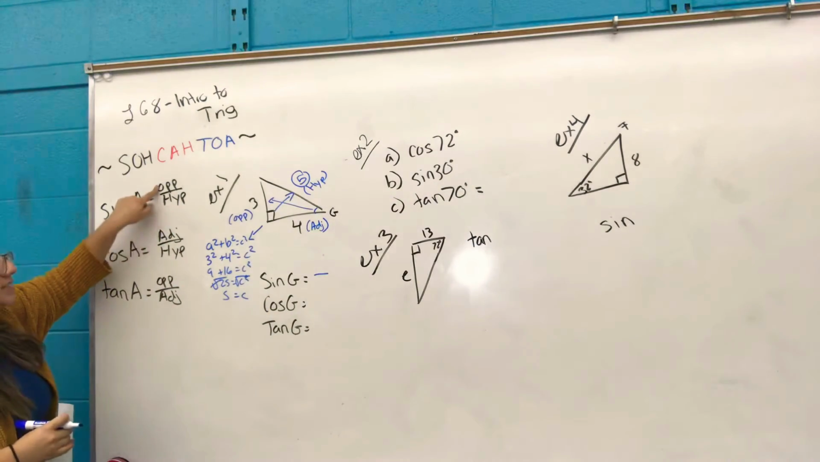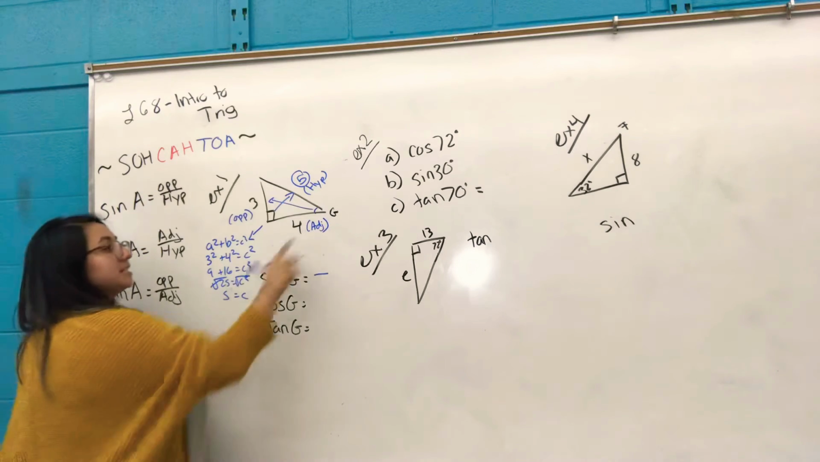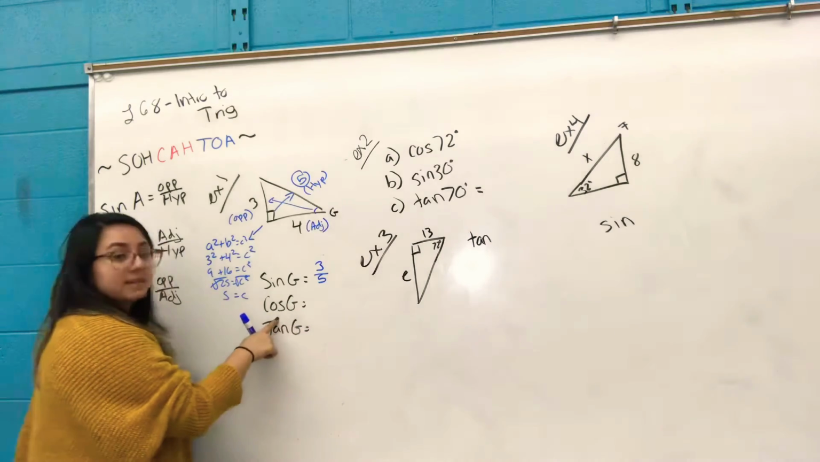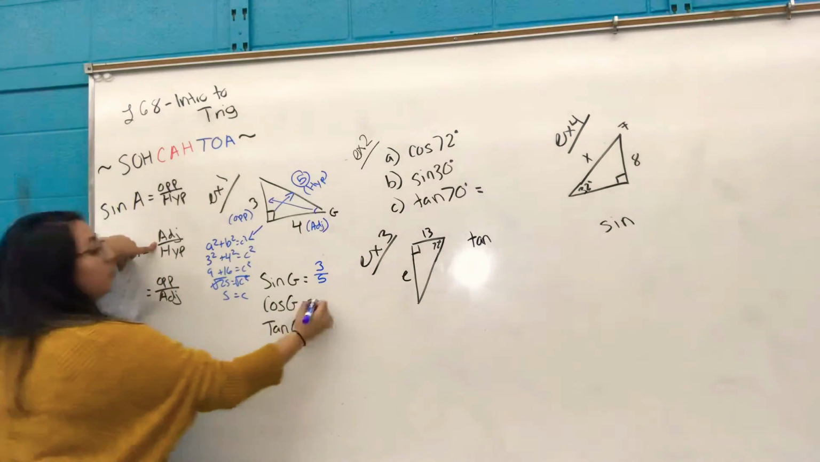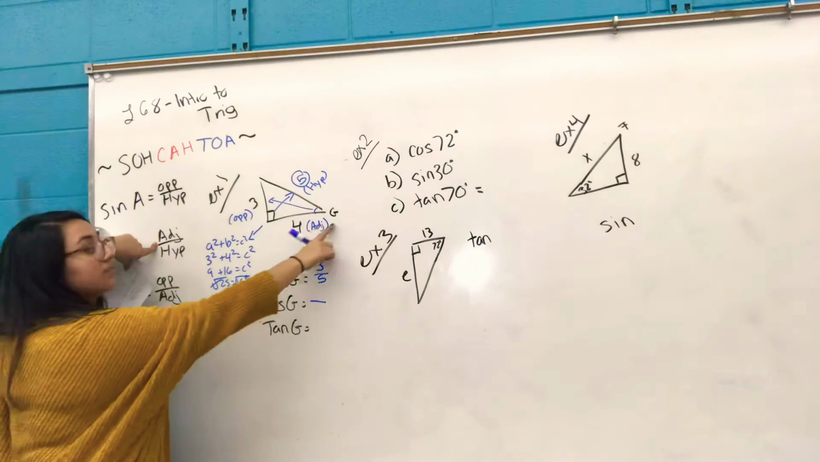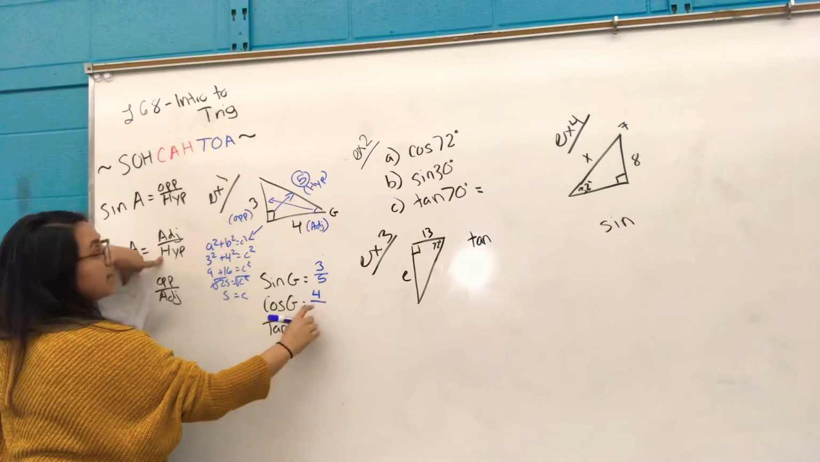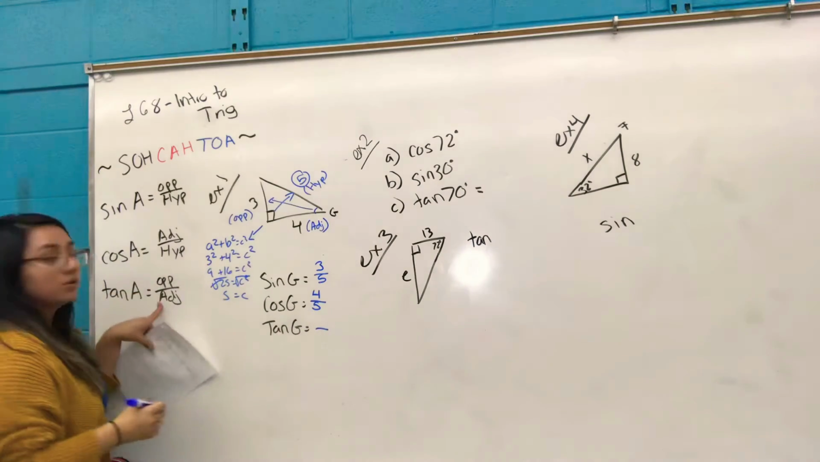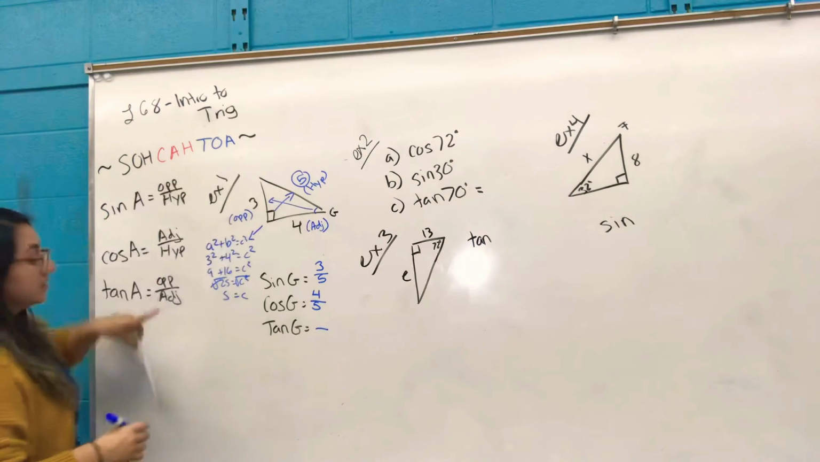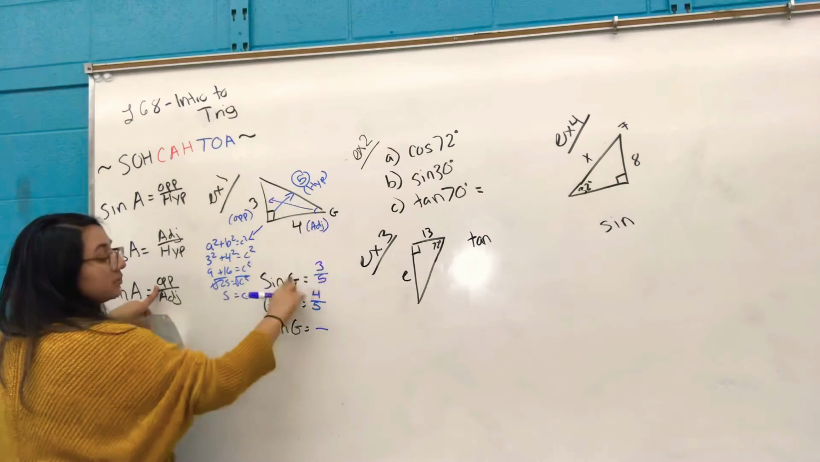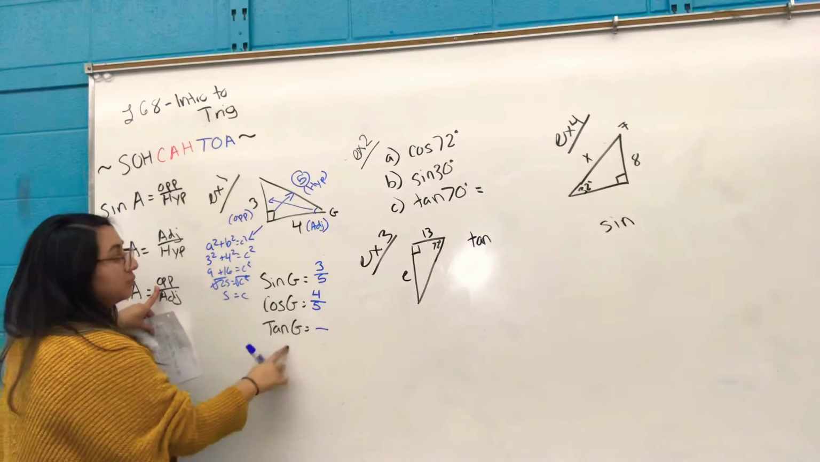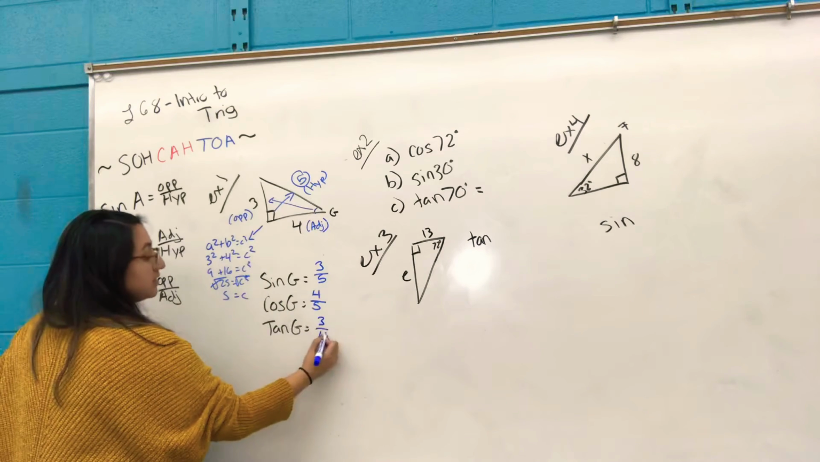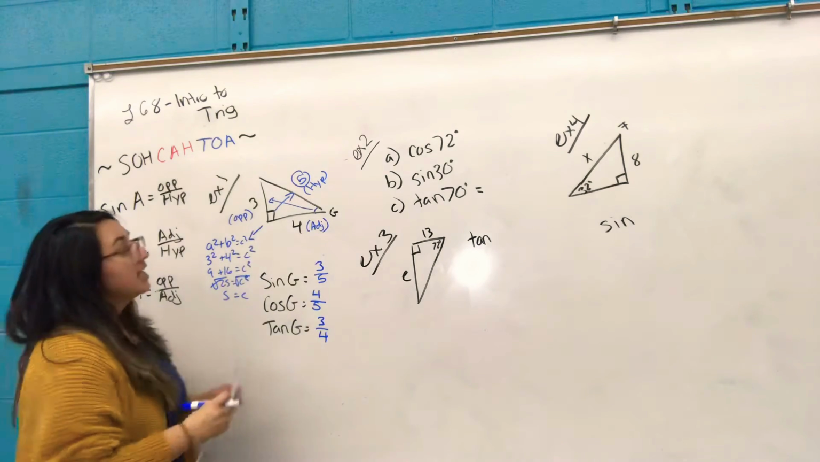Sine, opposite over hypotenuse. Opposite side is 3, hypotenuse is 5. Cosine, adjacent over hypotenuse. The adjacent side for G is 4. The hypotenuse is 5. Last one, tangent. Opposite over adjacent, TOA. So tangent is opposite of the G. So we're focusing on the same angle. We're finding it 3 different ways. Opposite side is 3, and the adjacent side is 4. And that's it.